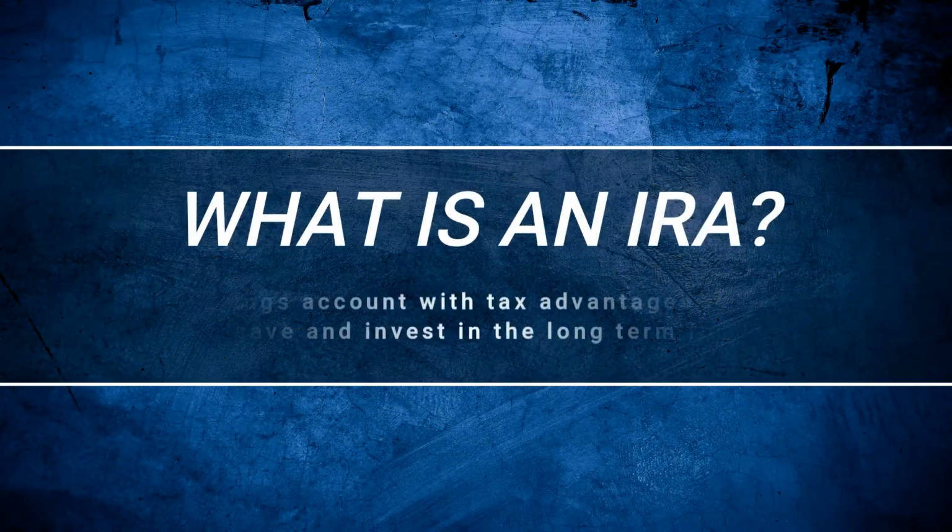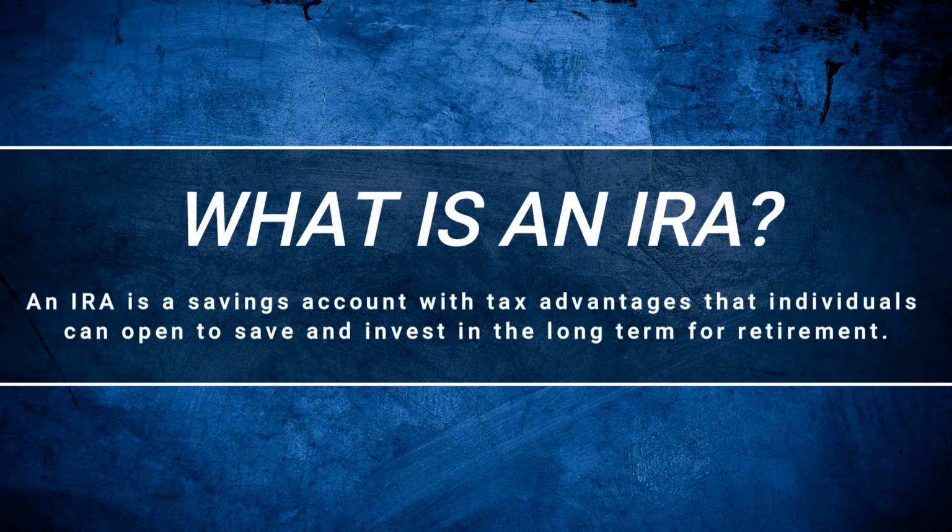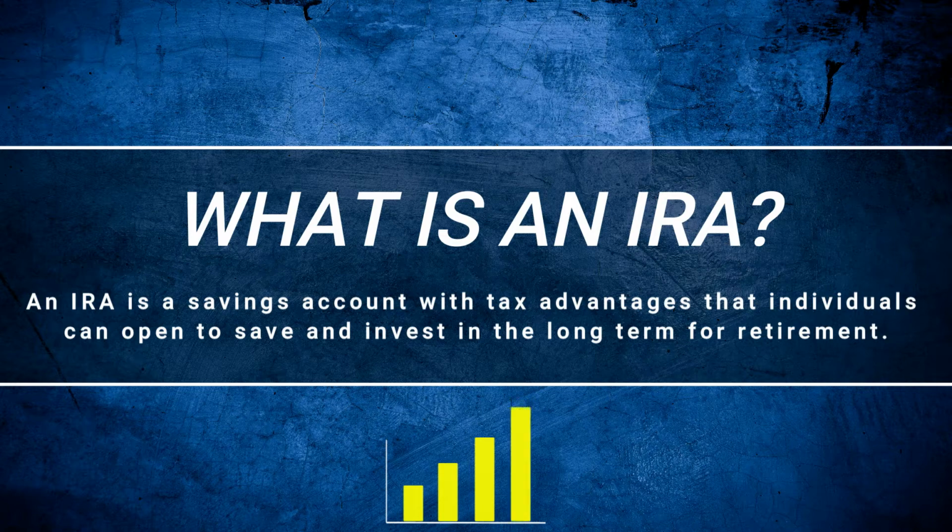First, what is an IRA? An IRA is a savings account with tax advantages that individuals can open to save and invest in the long term for retirement. This account creates an opportunity for your retirement money to grow and compound, otherwise known as compound growth. Compound growth can be defined as the power of exponential growth. Basically, it's growth on top of growth on top of growth on top of growth. An IRA is definitely a type of account that one would find beneficial to use for their retirement.